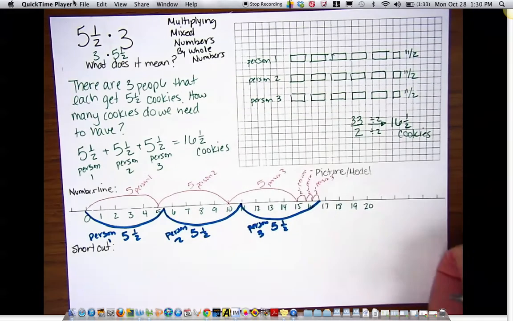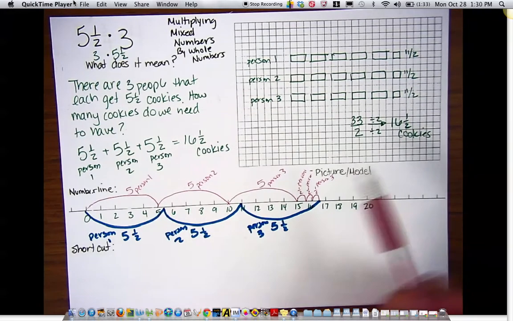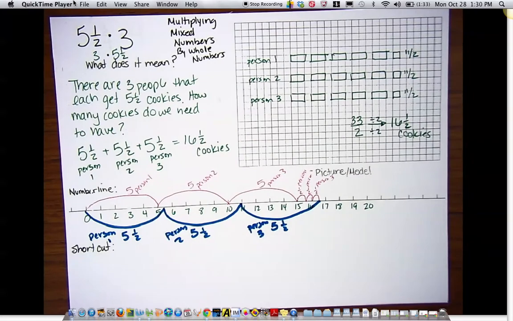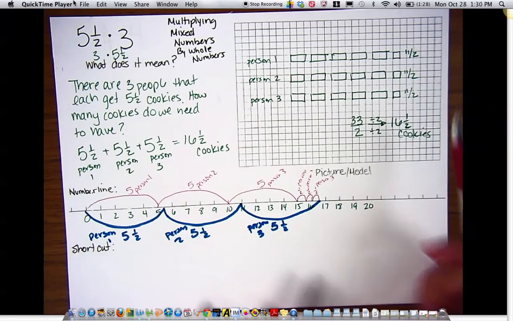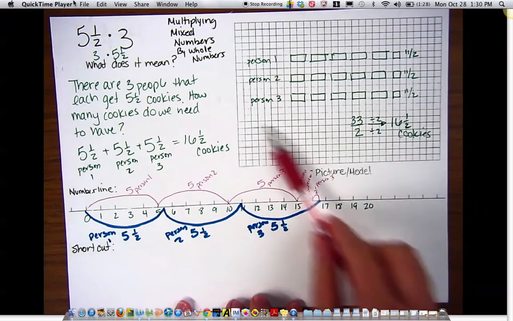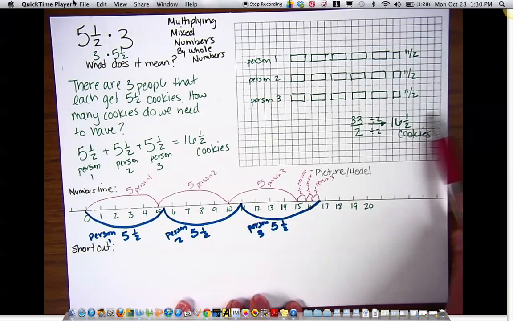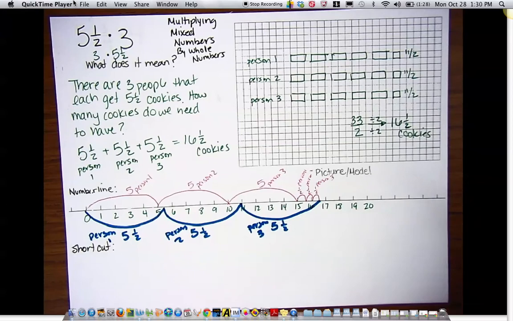So I've confirmed my answer in 3 ways, and really 4 because I did the number line 2 different ways, that I'm going to need 16 and a half cookies to feed these 3 people. Is there a shortcut? There absolutely is a shortcut. See if you can figure it out. There's a couple different shortcuts that will work for this particular problem. I'll give you a clue that there might be some information in here that could be used towards the shortcut.